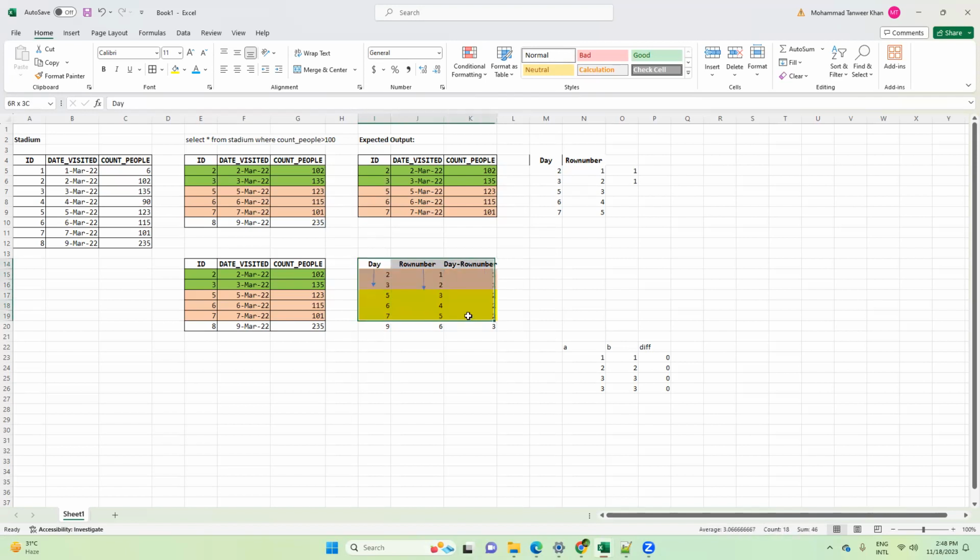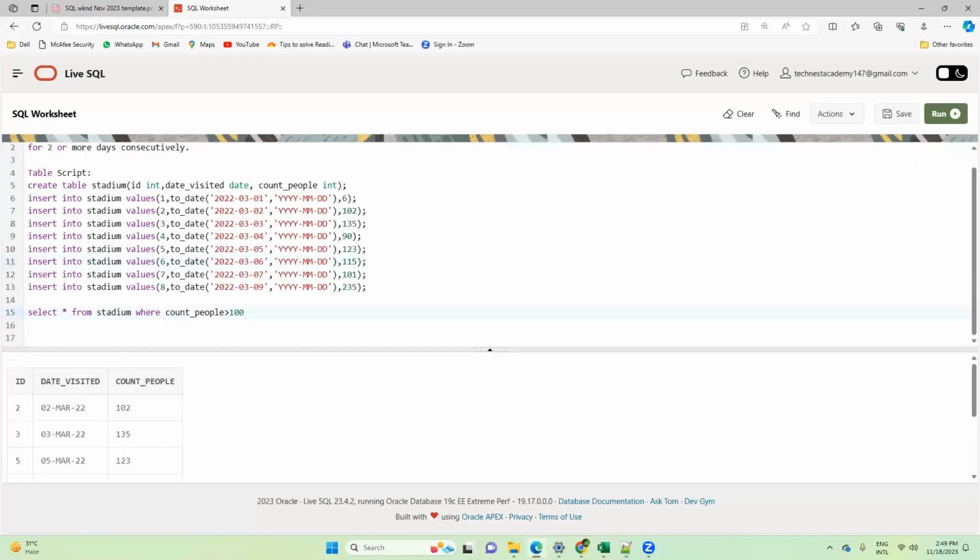Now in this data, I want those records where this day minus row number value is greater than 1. First of all, let me derive this. And please ask questions if it is not clear, because this is a pure logical question, but it is not that complicated, simple only.